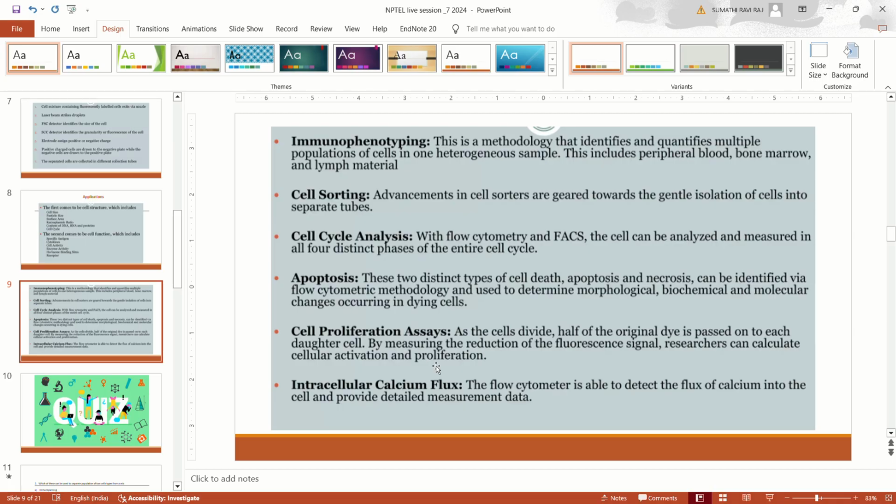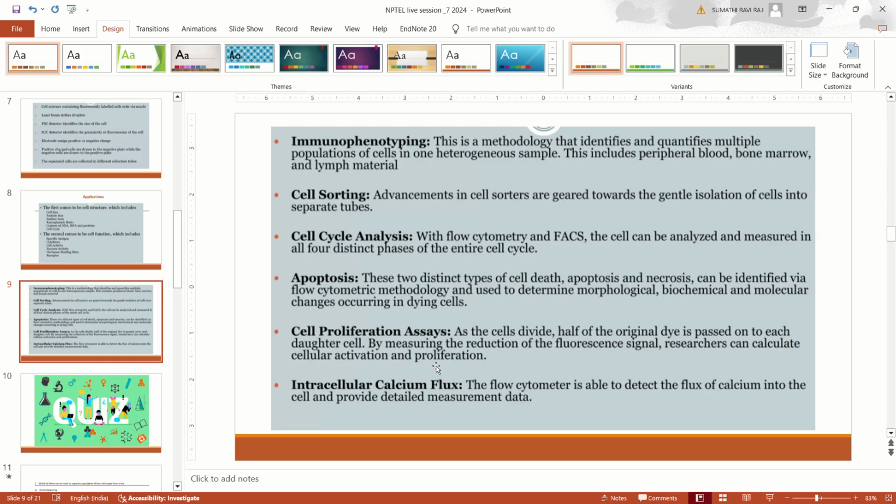As the cells divide, half of the original dye is passed on to each daughter cell. So when the cells take up the dye or fluorescent label, and then divide into two cells, half of the dye will go in one cell and half in the other. So your signal will become half. That is what is used here. By measuring the reduction of the fluorescent signal, researchers can calculate cellular activation and proliferation.